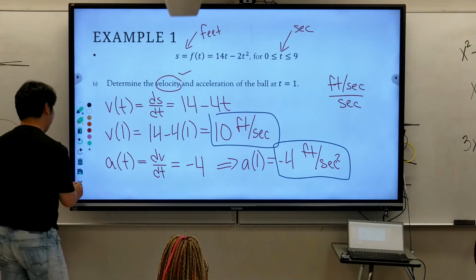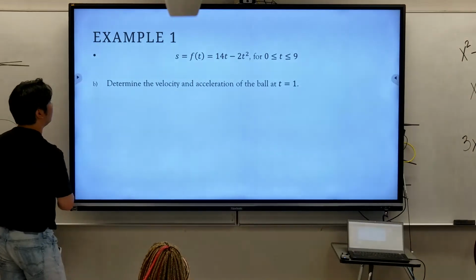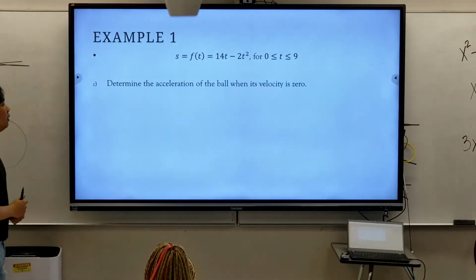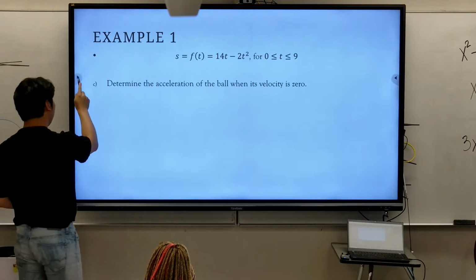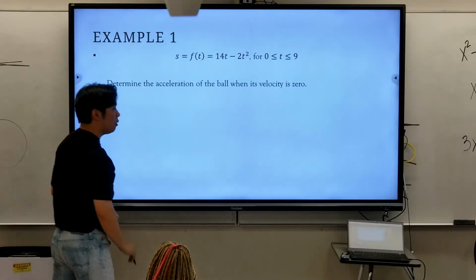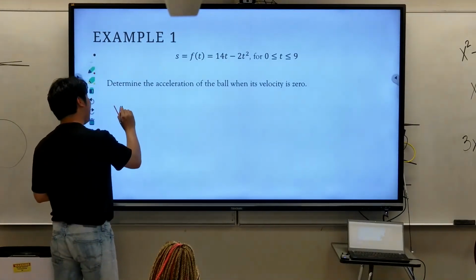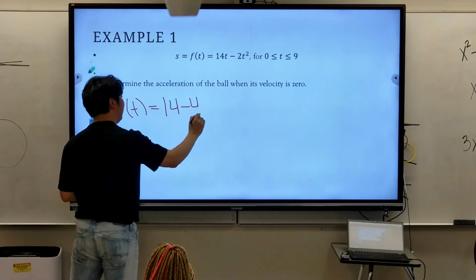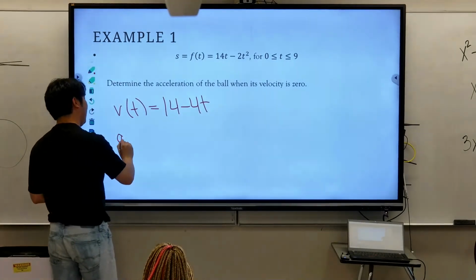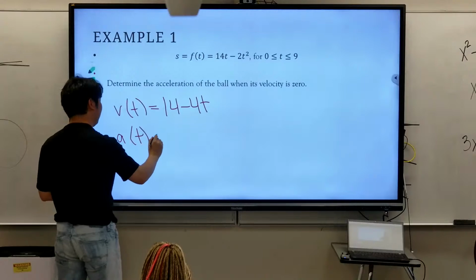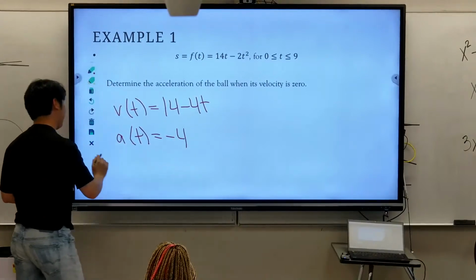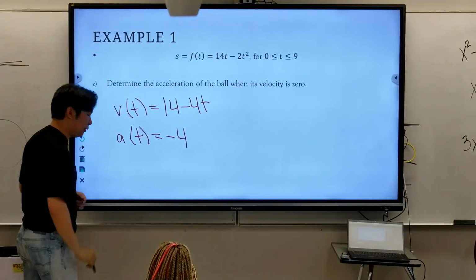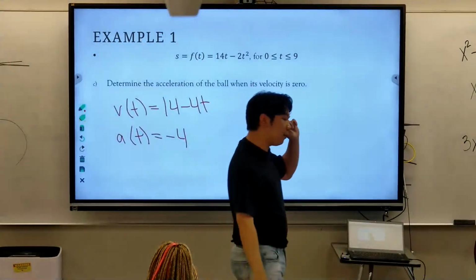Let's see what I got. Determine the acceleration of the ball when its velocity is 0. So just so we have it again, we know that the velocity was 14 minus 4t. I'm just writing that again. And acceleration was -4. These were the functions I found in parts A and B.